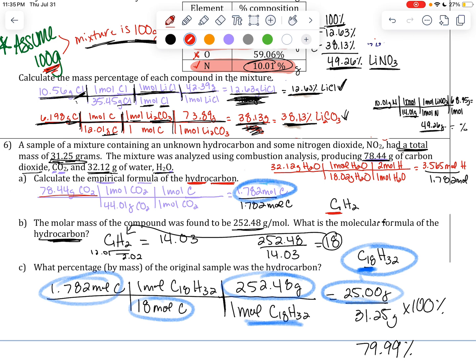I start off with my carbon dioxide because I'm getting my C's off the carbon dioxide. I draw my T-chart. My unit goes diagonal, so that's 44.01 grams of carbon dioxide per 1 mole of carbon dioxide. And then I do my molar ratio. I have 1 mole of C per 1 mole of CO2. And that gives me my moles of C, okay?